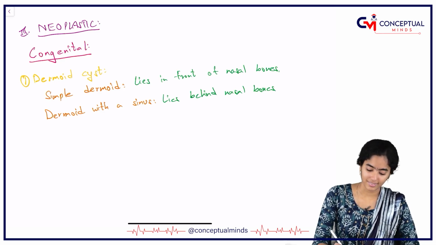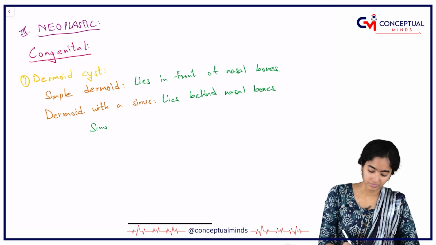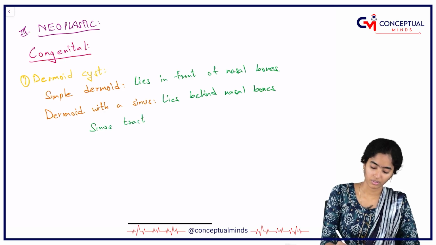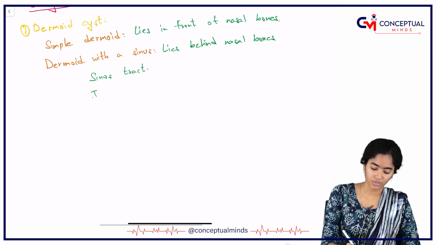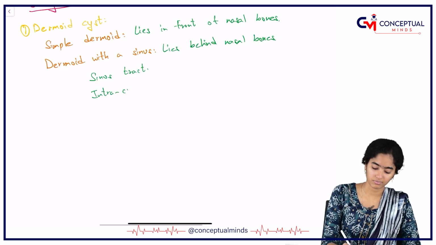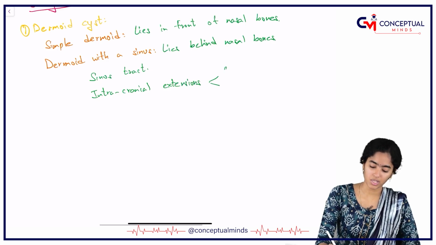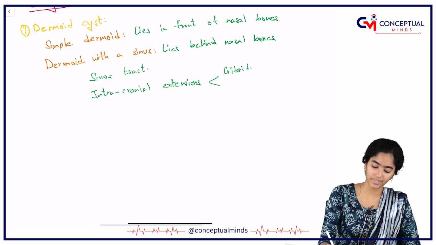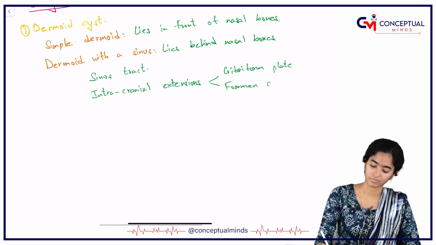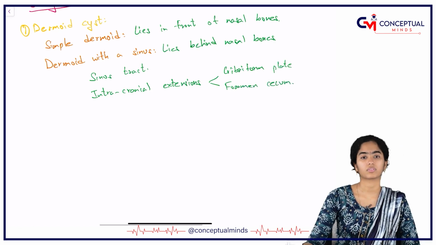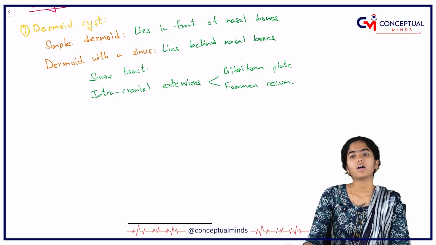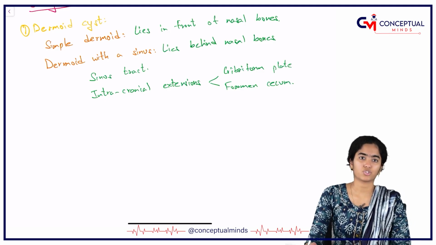There will be a sinus tract. It can have intracranial extensions. If it has intracranial extensions, it can pass via the cribriform plate or by the foramen cecum. Is that clear? Now, how do we treat this condition?